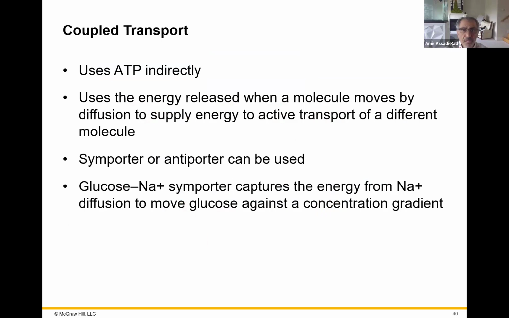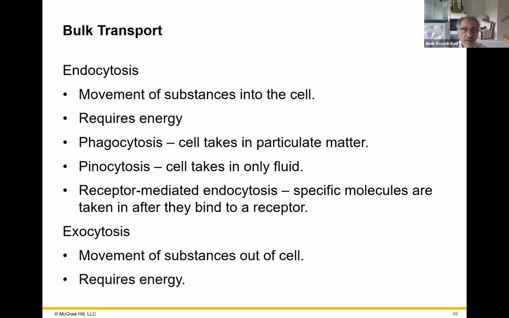Coupled transport, we talked about this. The big bulk, yes, it is important. Endocytosis and exocytosis. Endocytosis is when molecules move inside of the cell. Exocytosis is when molecules move outside of the cell. Movement of substances into the cell requires energy. Phagocytosis, cell eating. Pinocytosis, cell drinking.